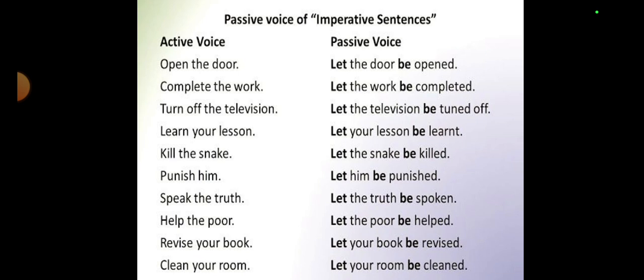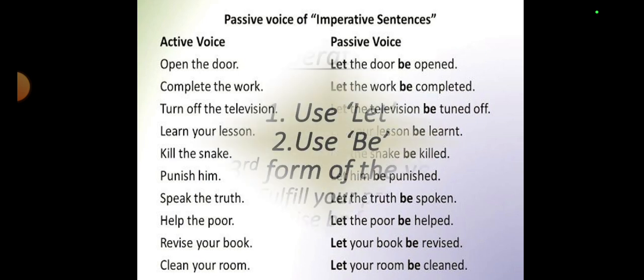Next one is complete the work. Let the work be completed. Turn off the television. Let the television be turned off. Learn your lesson. Let your lesson be learnt. I hope you got it. You can go through the rest of the sentences.